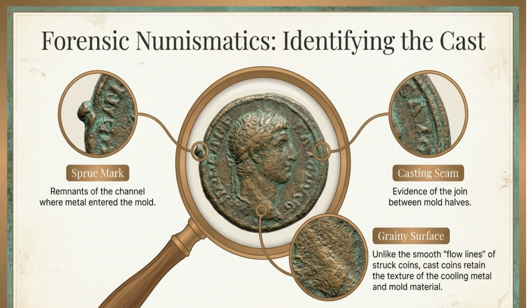Forensic numismatics identifies cast coins by specific features. These include the sprue mark, which is the remnant of the channel where metal entered. Other evidence includes the casting seam and a grainy surface texture from the cooling metal.